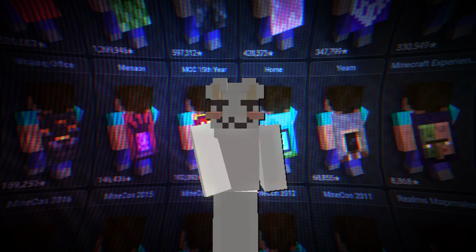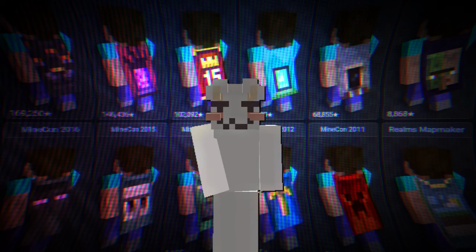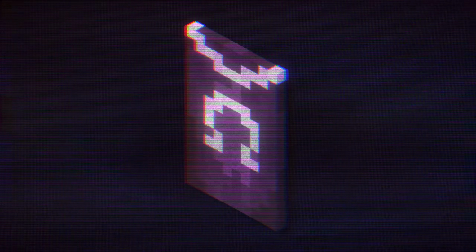But something you might not have known is that these sites aren't perfect with their information on capes. In fact, they aren't even close to correct. So today, I'm going to be explaining the mystery of Minecraft's unknown capes.